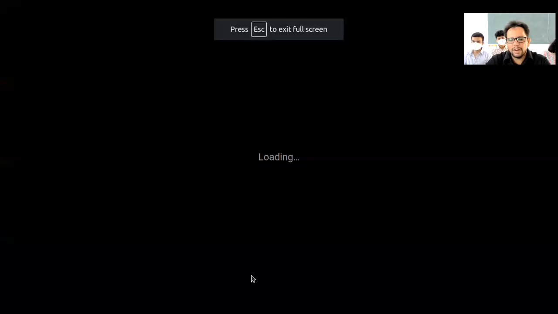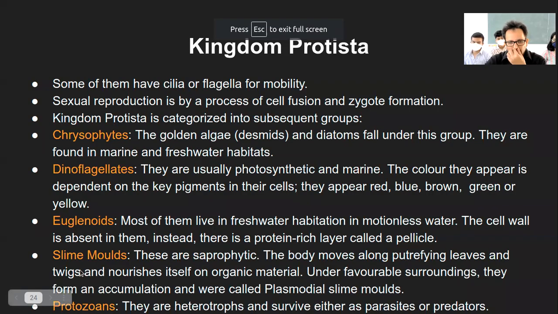Then there is something called slime molds. Now these are saprophytic. Saprophytic, again, anyone remembers what I had said last time? Saprophytic.